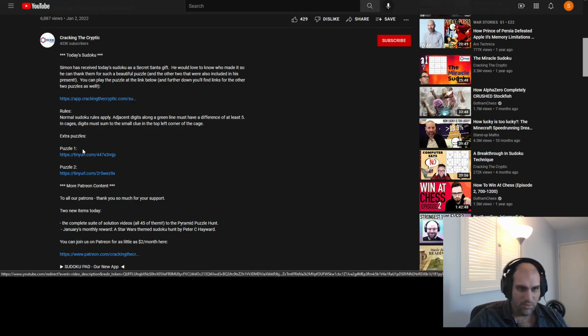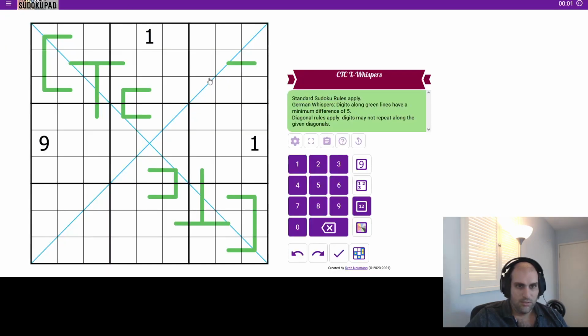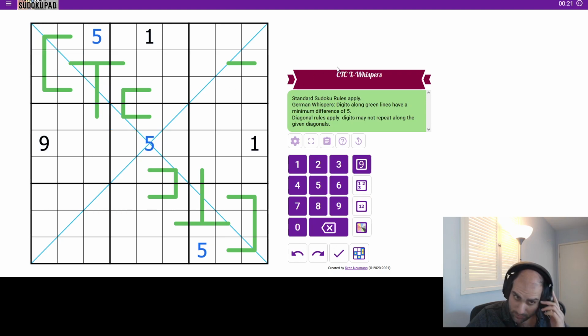Okay, let's do some of these bonus puzzles. Okay, so we got German whispers lines and we got diagonals. Digits can't repeat on the diagonal, and we can already put in some 5s since a 5 cannot go on a German whisper line.